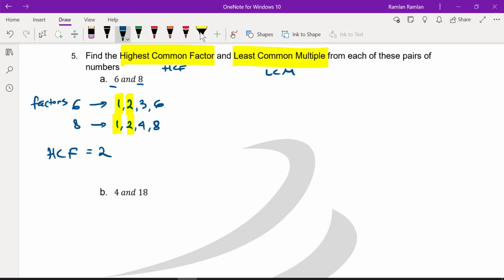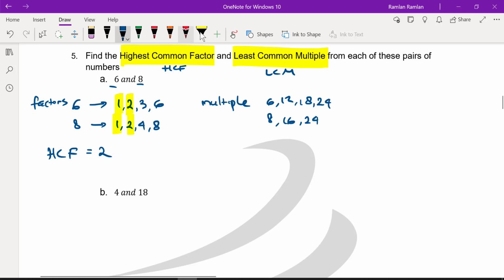For the least common multiple, you are going to write down the multiples of 6 and 8. Okay, so I'm gonna write down 6, and then the next one is 12, right? Because the multiples of 6 are 6, 12, 18, and so on. I'm gonna do it one by one. Okay, so 8, and then 16, and then 24, and this is also 24.